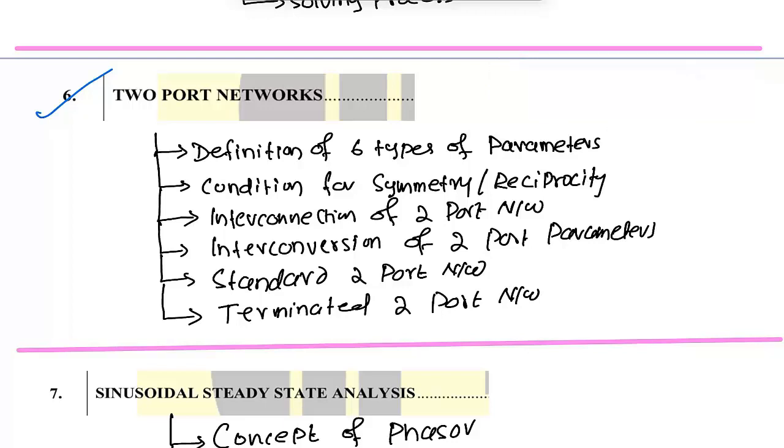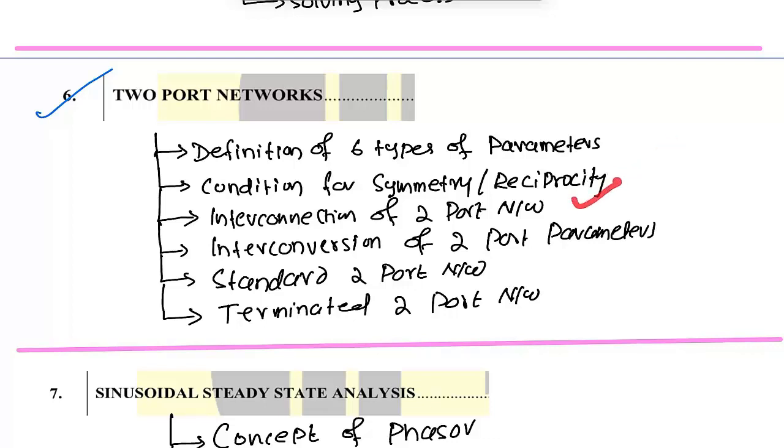Secondly, there is something known as the condition for symmetry and reciprocity. From this segment, questions come every year, and these are memory-based questions. What is the condition for symmetry? What is the condition for reciprocity? When is a two-port network said to be symmetrical, and when is it said to be reciprocal? You should definitely memorize those conditions.